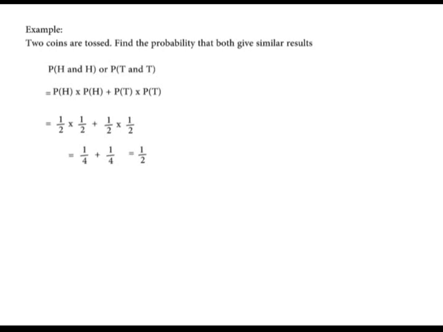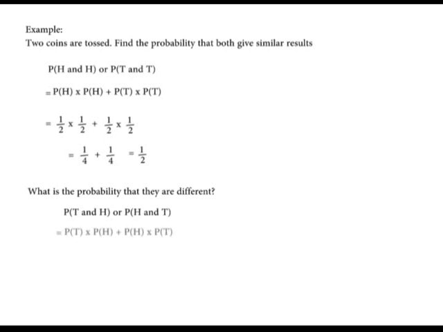If the coins were tossed in succession, what is the probability that they produce different results? This means that we look for the probability of either tail and head or head and tail. And therefore we have the probability of tail and head or the probability of head and tail. That gives us the probability of tail times the probability of head plus the probability of head times the probability of tail. That is a half times a half plus a half times a half, giving us a half.